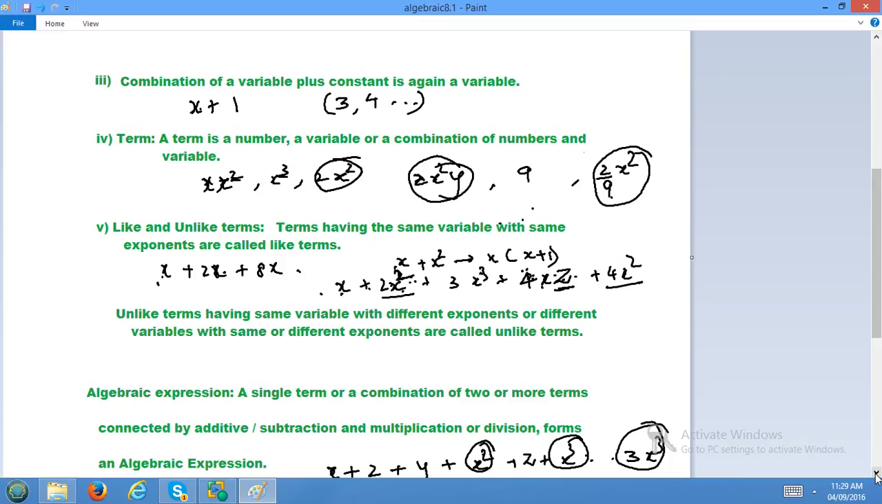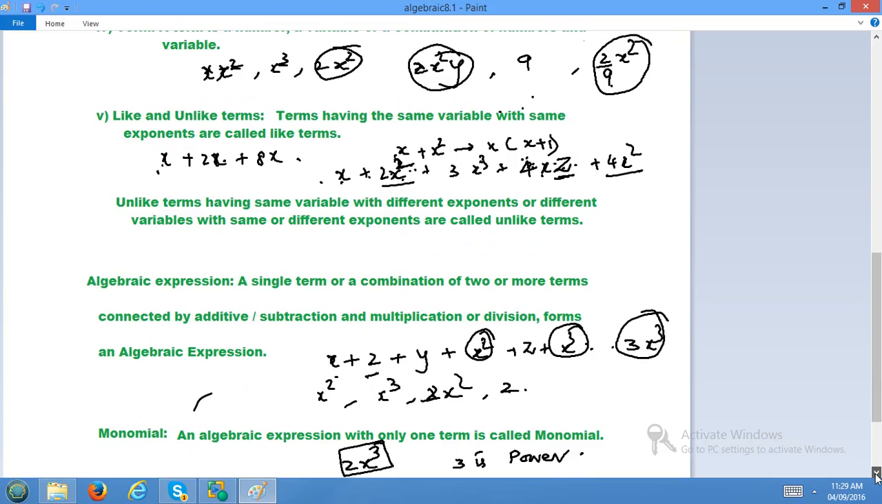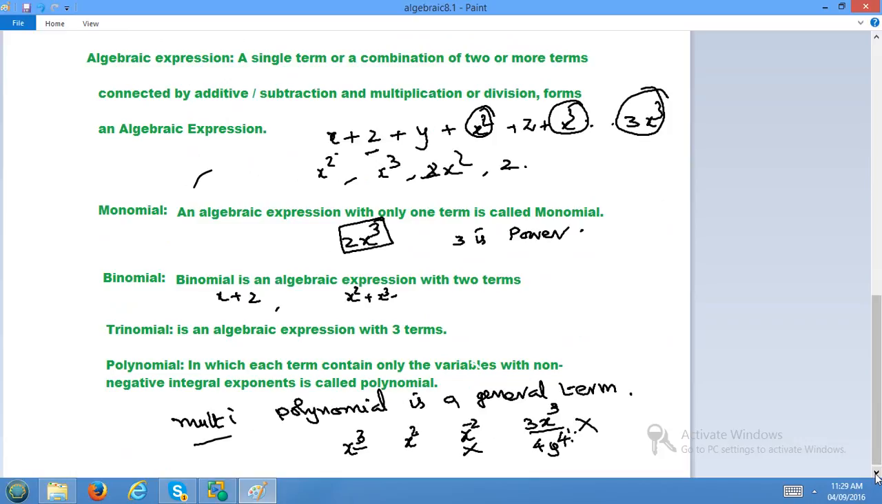Then we come to monomial, meaning a single expression, a single term rather. Binomial, trinomial, and then polynomial. Please go through these definitions and try to understand what they mean by polynomial. This is just an introduction. In the next chapter we will see more about polynomials.